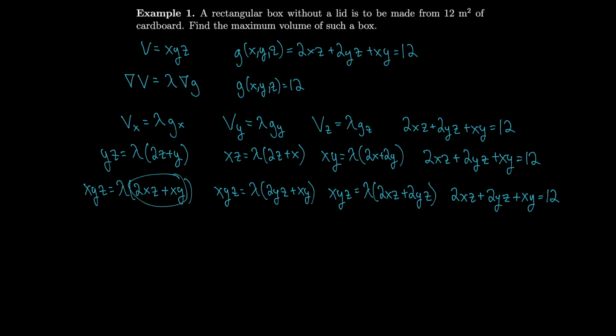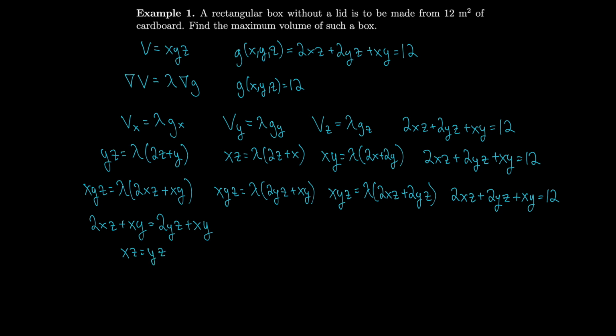So I'll set this equal to this, and I will get 2xz plus xy is equal to 2yz plus xy. Alright, so notice something cool. There's an xy on both sides, so I can cancel that. And I just get 2xz equals 2yz, and then I can cancel the 2's. So I can just get xz equals yz.